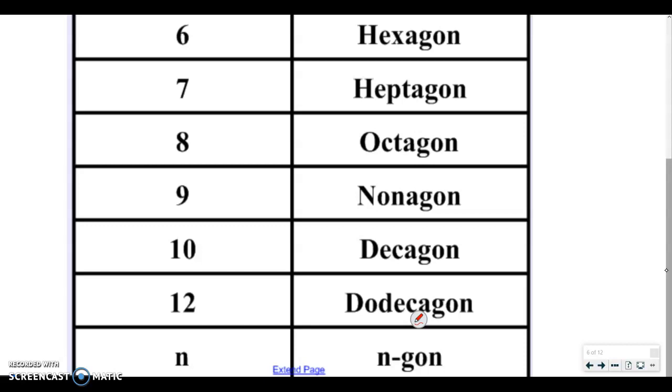Now you do need to know that, say, 7 is a heptagon. On the test, you cannot put 7-gon and get the answer right. You need to write in heptagon. So for the ones that we give you a name for, you need to use that name.